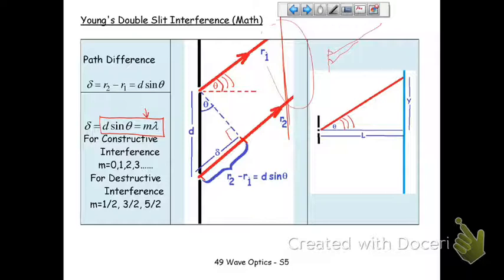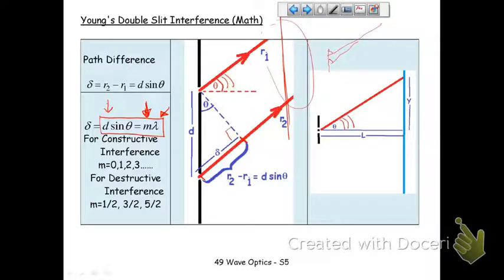And what can I ask you? Well, I can tell you the separation between the slits. I can tell you the order, or give you information where you can work out the m value. I can tell you the wavelength of the light, and then you can tell me the angle. Or I can give you the angle and ask you for the wavelength of the light. Or I can give you the angle and the light and ask you for the distance between the slits. There's only so much I can do with this equation.